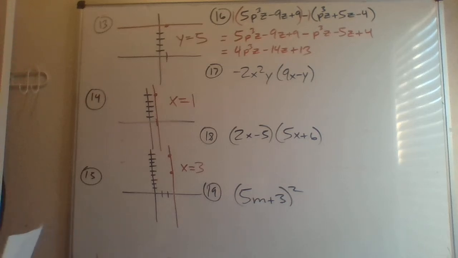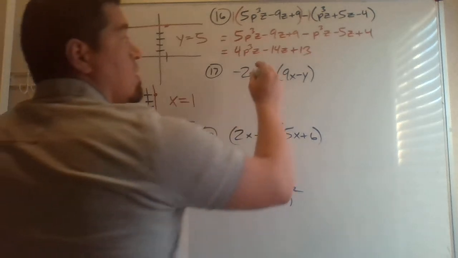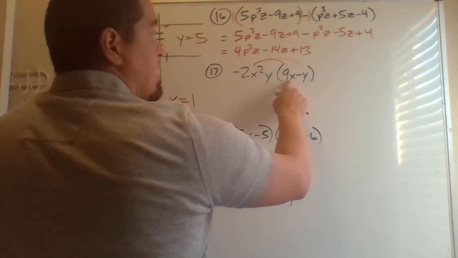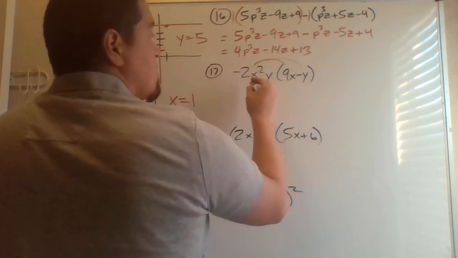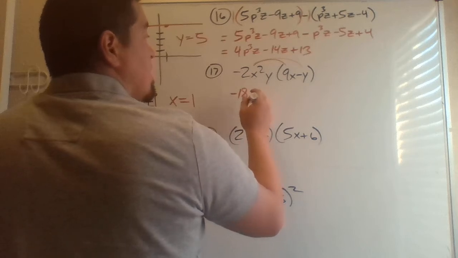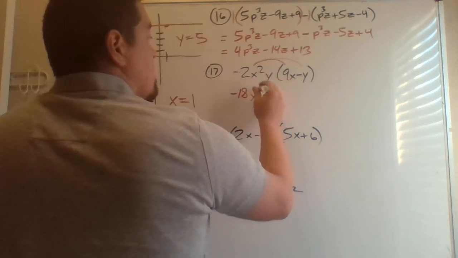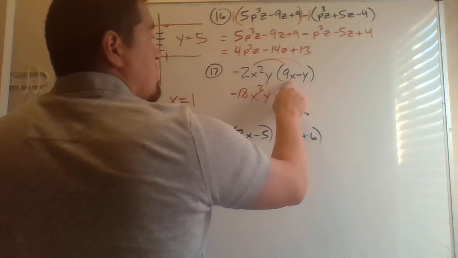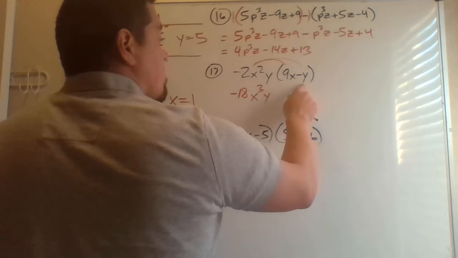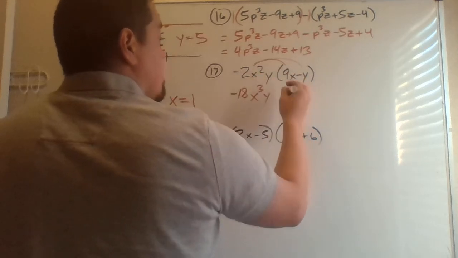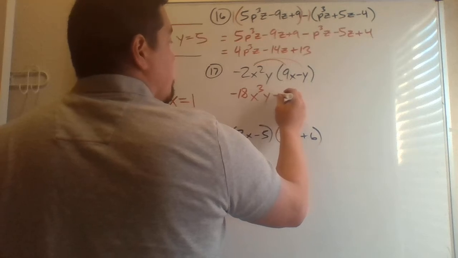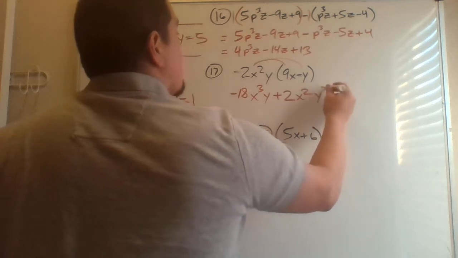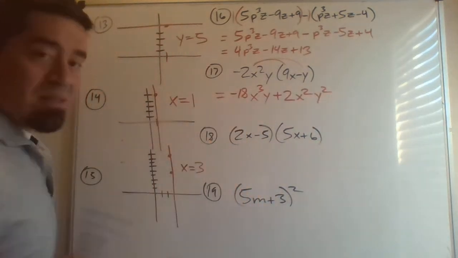And moving on to 17. So on 17, we just want to use some distribution. So we're going to multiply -2x squared y times 9x. So I'll start with the 9 and the 2. So -2 times 9 is -18. X squared times x is x to the third times an extra y there. So that's times the first one. Now we're going to multiply this times the second right here. So -2 times y is going to be actually a +2. X squared, and then y times y is y squared. And that's it for that problem.